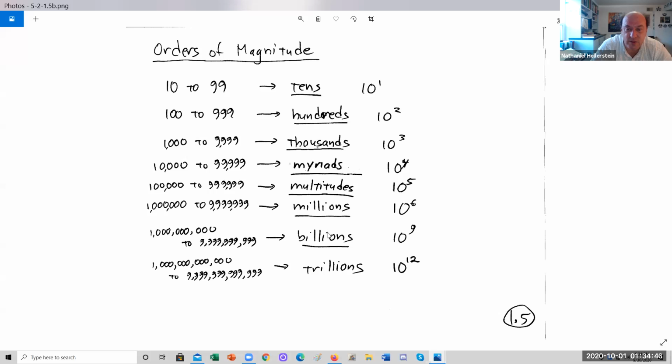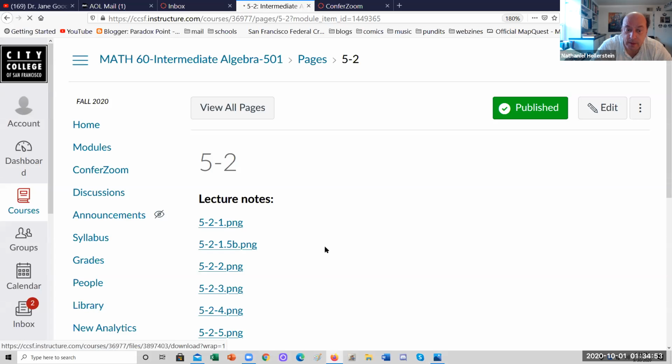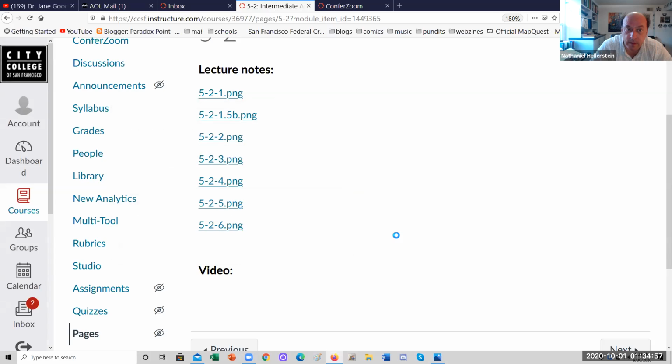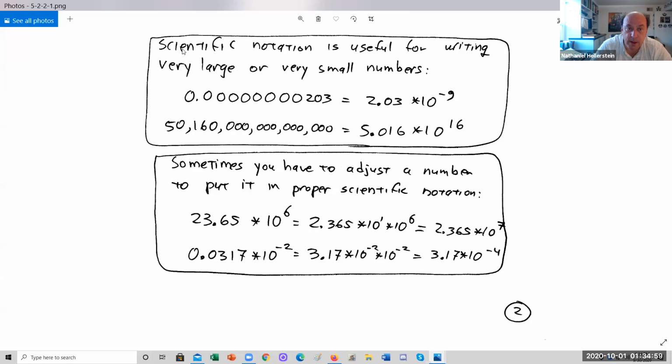Anyhow, so these are useful names for orders of magnitude. All right, we use scientific notation for writing very small or very large numbers. We look at all those zeros. I mean, you've heard of the phrase astronomically big, right? Well, because in astronomy, you have these enormous numbers and sometimes incredibly tiny numbers.